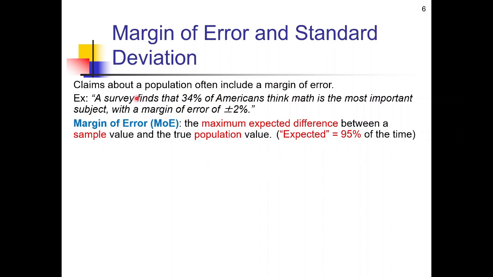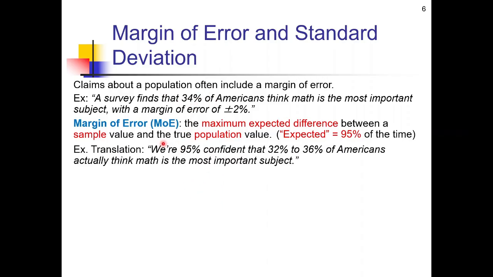So to translate this example in light of our definition, what this is really saying is that we are 95% confident that this is plus or minus 2%, so 34 minus 2, 32%, to 34 plus 2, 36%, 32 to 36% of Americans actually think math is the most important subject. We don't know exactly how many of them feel this way, but we're pretty sure it's somewhere between 32 and 36. That might not be as exact as everyone would want, but it's close enough to let us do something with the information.